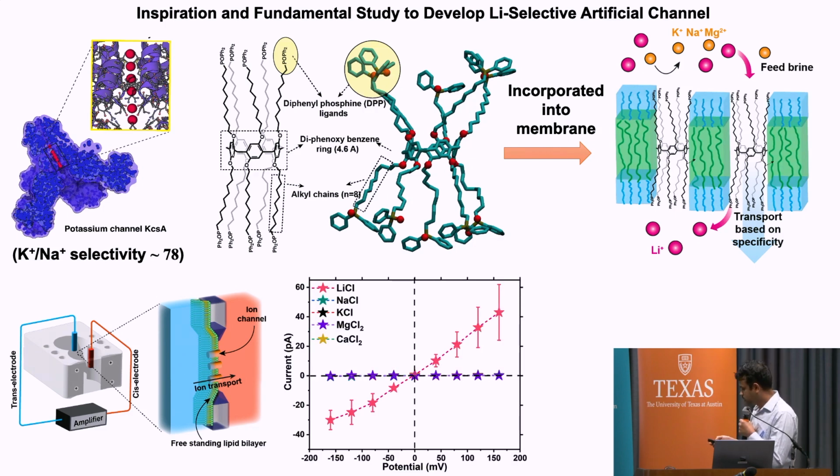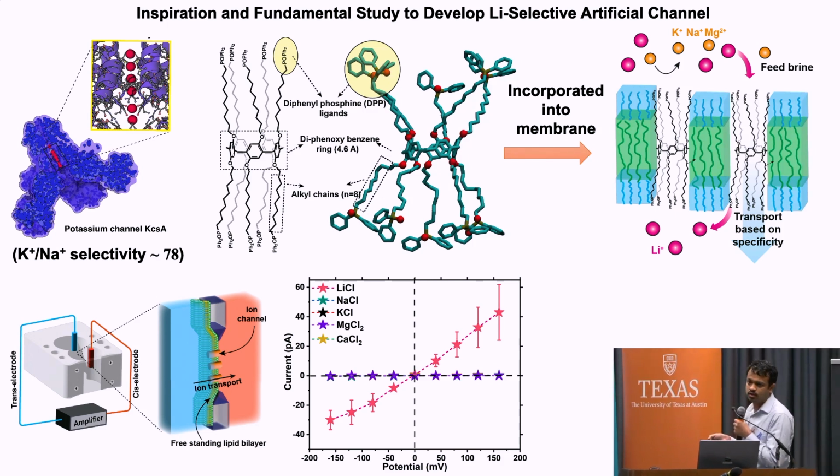So this is the result. Here we see the current output of these channels at different applied potentials, and this IV curve shows that our channel prefers to transport lithium ion, and the current output from other ions is the same as their background current.